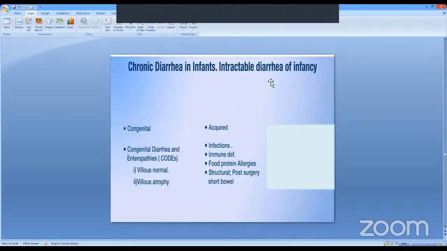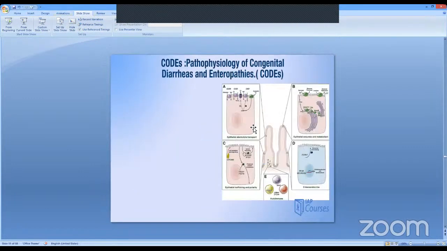So chronic diarrhea in infants and intractable diarrhea in infants may be because of some congenital causes or acquired causes. CODES, this means congenital diarrhea and enteropathies. In some cases the villus is normal, in some cases the villus is atrophic. And acquired: infectious, immune deficiency, food protein allergen, structural and post-surgery short bowel. All these factors will lead to chronic diarrhea in infants, or another name is intractable diarrhea of infancy. So you see in detail regarding these 4 factors.